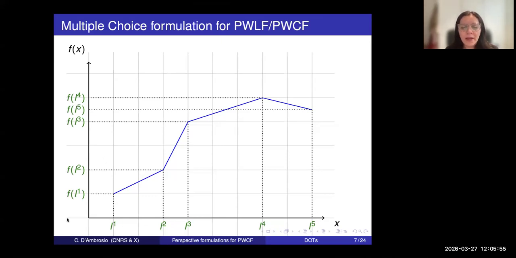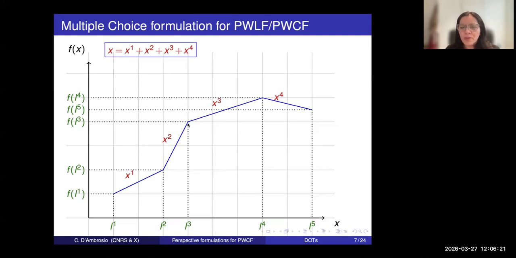While the x coordinates are in increasing order, the value of f can be in whatever order. You can see, for example, that f of L5 is lower than f of L4. So this is our input, and we suppose that our function is continuous.